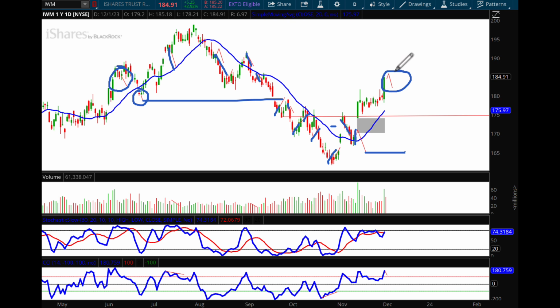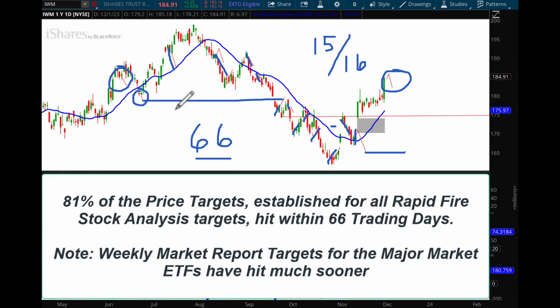Now, with the exception of my forecast going into next week, that is 15 out of the 16 targets that were set have hit. So before you give up on the chart, you have to understand that according to my records and the programs that we're using to track price targets, on average, all targets, and I'm talking about equity forecasts as well, 66 trading days are usually the max of what we're looking at for hitting targets. This is very close to a 60-day stretch before that target was hit.